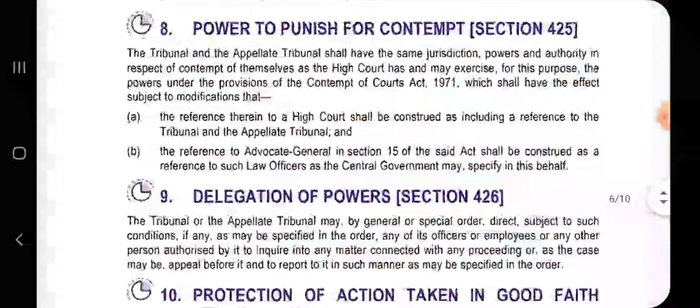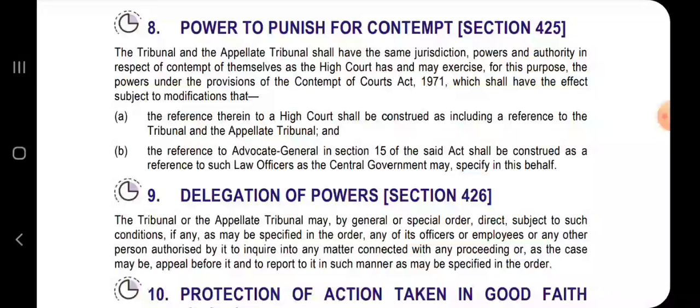Power to punish for contempt. The tribunal and the appellate tribunal shall have same jurisdiction, powers and authority in respect of contempt of themselves as a high court has and may exercise the powers under the provisions of Contempt of Courts Act. If tribunal or appellate tribunal has made any order and if the person hasn't agreed, then it has the power to punish the person. What can be the punishments? See, which shall have the effect subject to the modifications that the reference therein to the High Court shall be construed as including a reference to the tribunal and appellate tribunal, and the reference to Advocate General shall be construed as a reference to the law officers or as the central government may specify in this behalf.